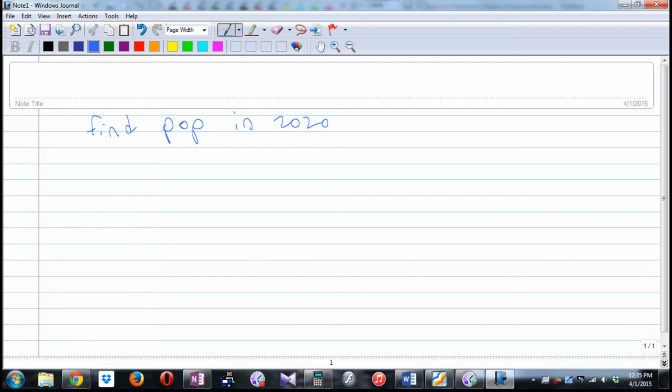Population. In this equation, is population sitting where the letter X is or where the letter Y is? Y. Because I asked you, I'll never get tired of that joke. Okay, it's a Y value. So this is asking us to do a Y calculation. Okay? You okay with how we figured that out?